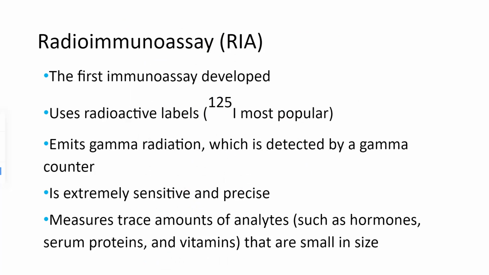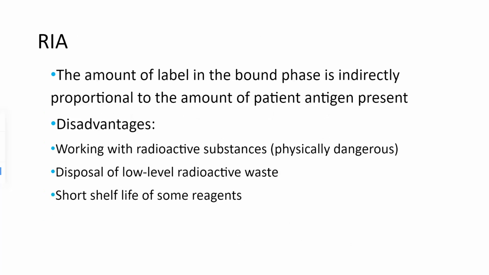Radioimmunoassay. This is the first immunoassay that was developed, and it uses radioactive labels. Iodine-125 is the most popular. It emits gamma radiation, which is detected by a gamma counter. It's extremely sensitive and precise, and measures trace amounts of analytes such as hormones, serum proteins, and vitamins that are small in size. The amount of label in bound phase is indirectly proportional to the amount of patient antigen present. The disadvantages, though, are you're working with radioactive substances, having to dispose of low-level radioactive waste, and there's a short shelf life of some of the reagents.